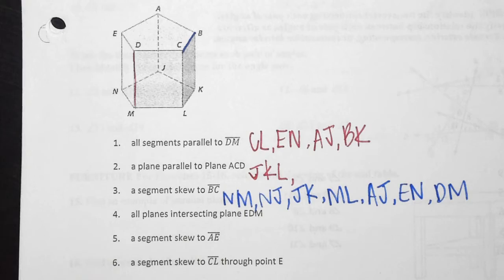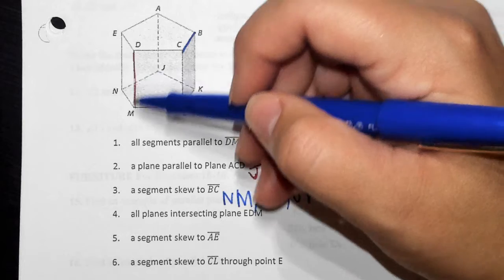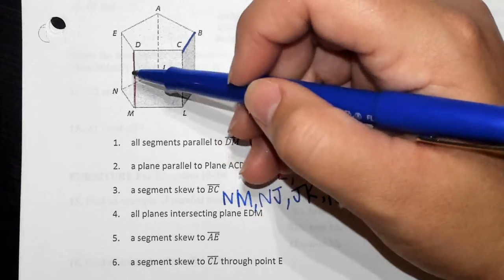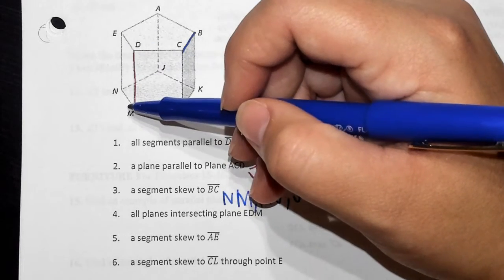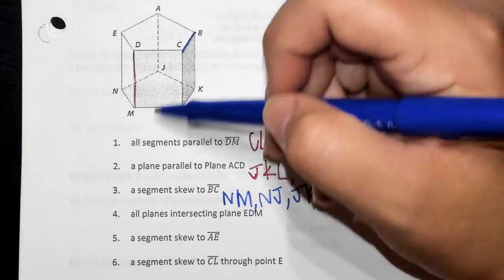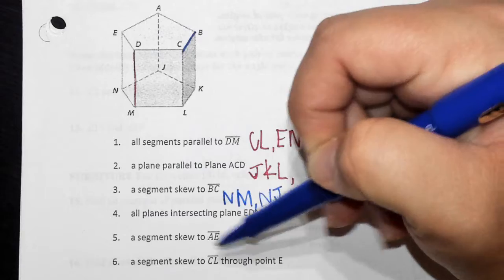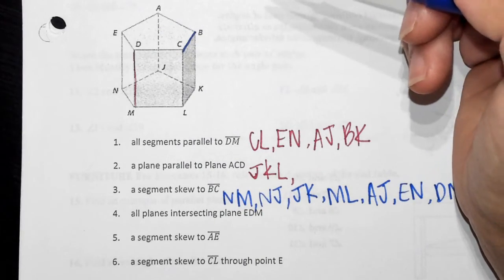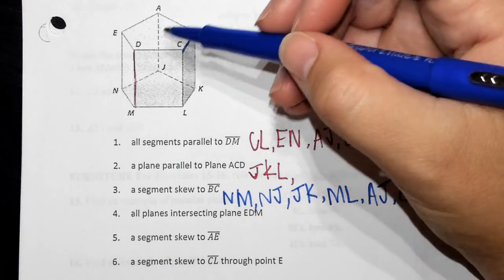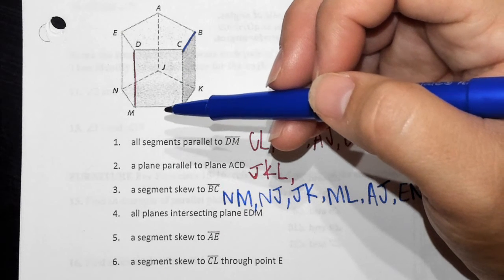Okay, four. Name the planes intersecting plane EDM. So here's EDM, the plane. How many planes are on each side of it? One, two, three, four. Top, bottom, side, side. So you should name all of those because they're all intersecting the plane. So you should name four planes. Go.